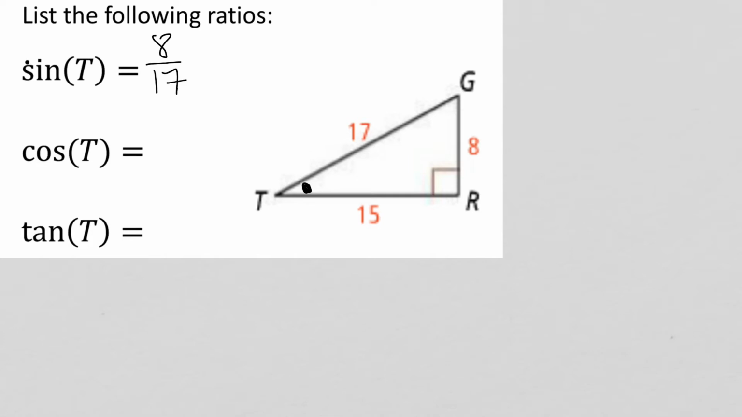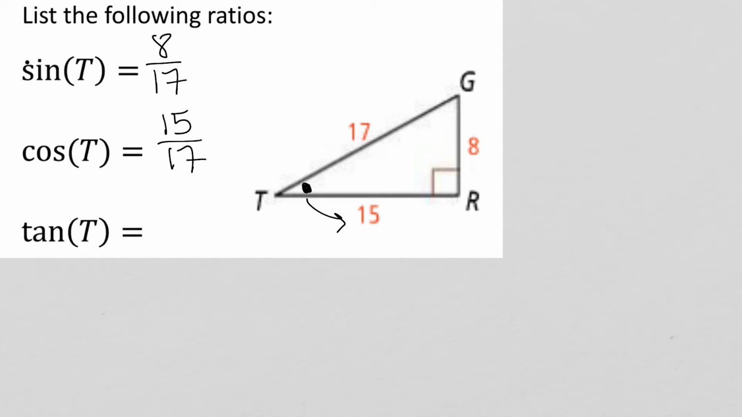Same angle again, you're at T. We want the cosine of T. Well, what's the adjacent side? The adjacent side has to be the one that's right next to T. That's the 15, right? Can't be 17 because 17 is the hypotenuse only. 15 over 17 is the ratio for cosine T.